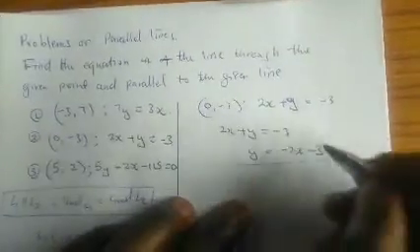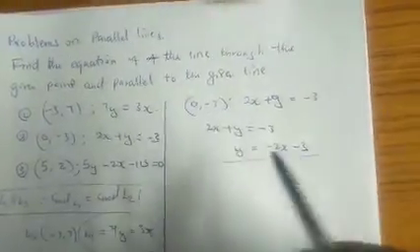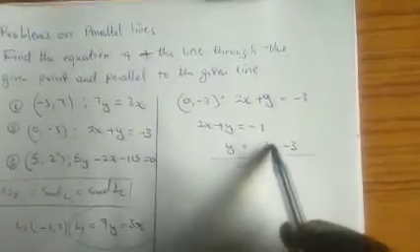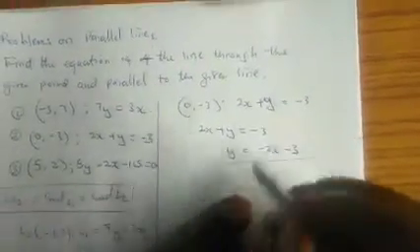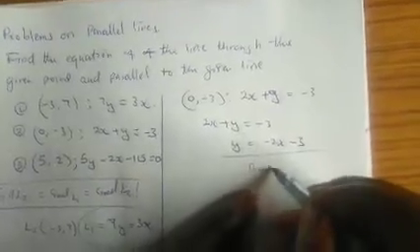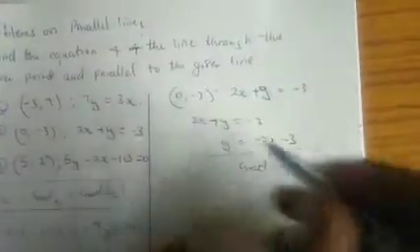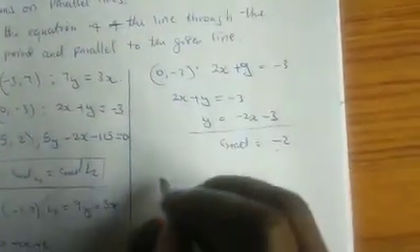From here, we say that if the equation is in the form y = mx + c, then m, the coefficient of x, is the gradient. So the gradient of this line is -2. Therefore, the gradient of the line which will pass through this point is also -2, since they are parallel.